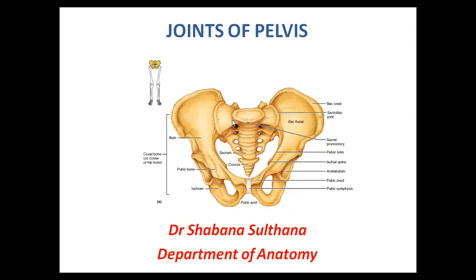From this picture, you can make out that we have different joints in the pelvic cavity. You can see the sacrum, you can see the hip bone, right? Between the sacrum and the hip bone, at this point, we have the sacroiliac joint. Between the sacrum and the coccyx, we have the sacrococcygeal joint. And between the right and left hip bones, at this point, we have the pubic symphysis, right?